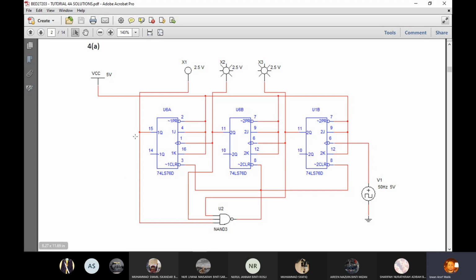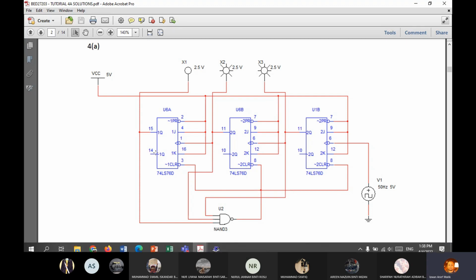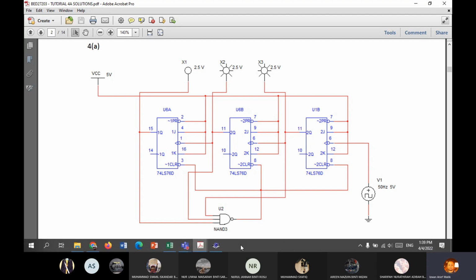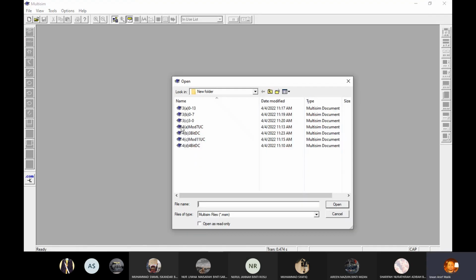So saya tarik ni satu daripada C, second one from B, third one from A, and then connect them to each of the clear. Okay, saya connectkan kepada setiap clear. Then whenever it is 111, clear akan trigger jadi high, so automatically dia jadi 000. So saya boleh tunjuk dekat sini.